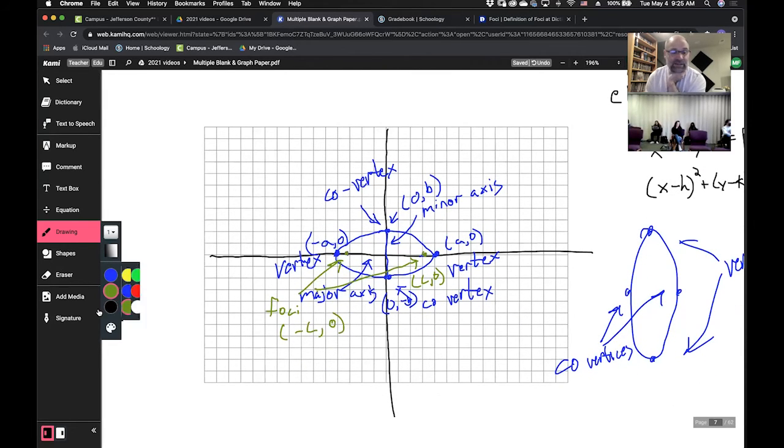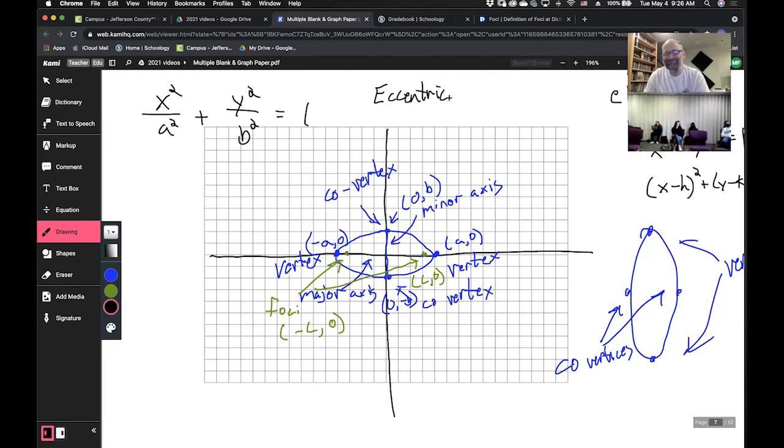But bottom line, here is the equation of an ellipse: x squared over A squared plus y squared over B squared equals 1. Okay? So the C doesn't come into play when you're writing an equation. But there is a curvature here, and there's a measurement of this curvature. This is called the eccentricity. Eccentricity is basically the measure of its curvature. So how curvy is it?